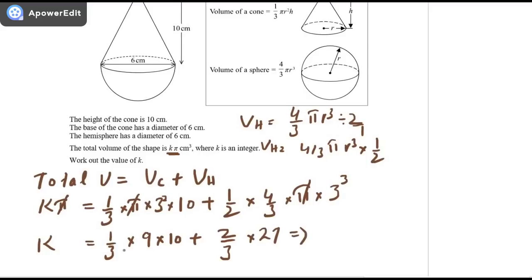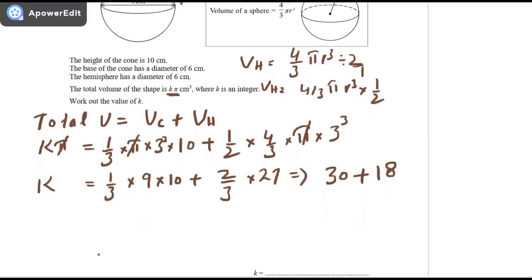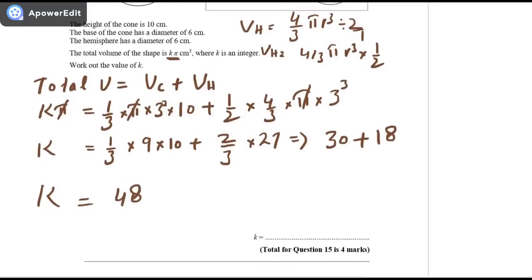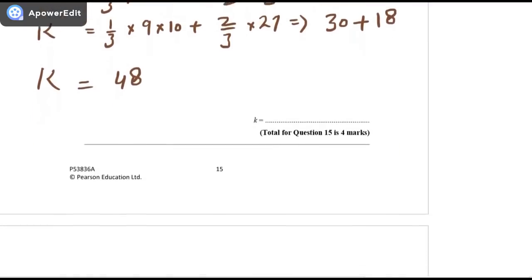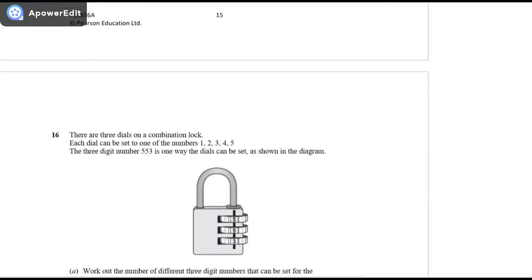So we carry on. 10 times 9, you can do 9 divided by 3 is going to be 3, then 3 times 10 is going to be 30, plus 27 divided by 3 is going to be 9, 9 times 2 is going to be 18. Hope you understand this step. So k is going to be 30 plus 18, which is 48. This is our answer, and you get 4 marks for this easy question because the formula was given there.